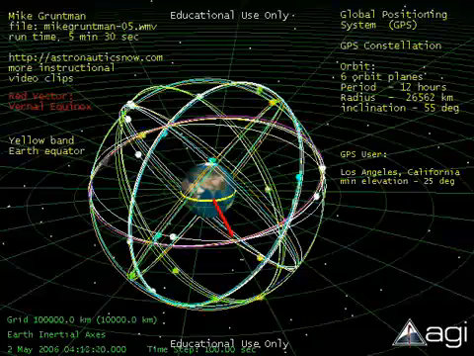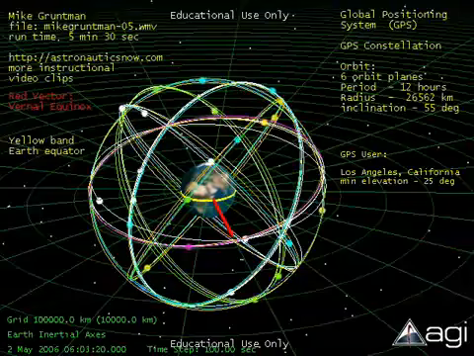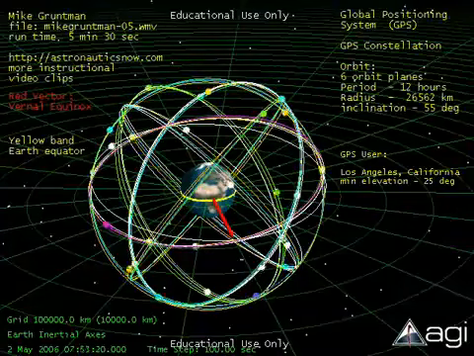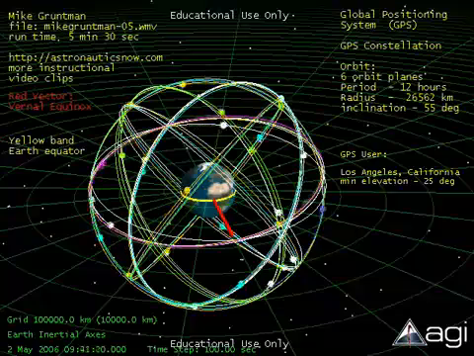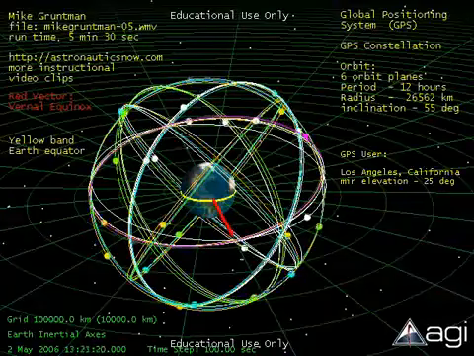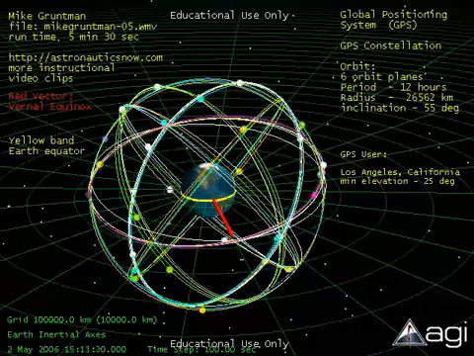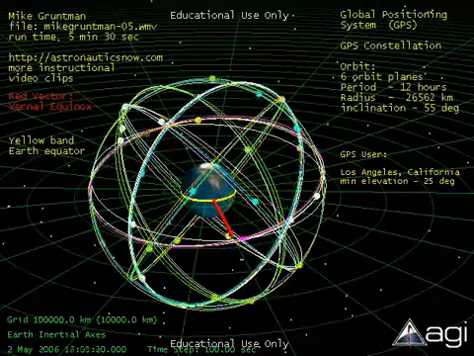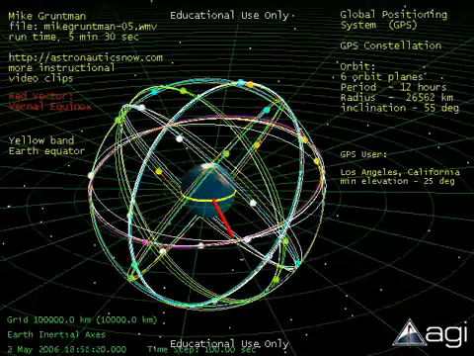This video clip describes properties of the satellite constellation for the Global Positioning System, GPS. The red vector facing you is the vernal equinox vector. The yellow band on the surface is the equator.